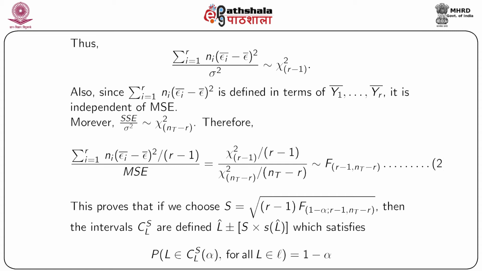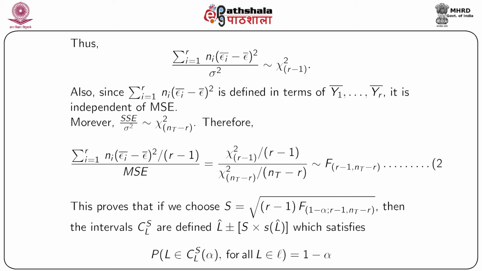Moreover, SSE divided by sigma square is known to follow a chi-square distribution with nt minus r degrees of freedom. Therefore, summation i equals 1 to r ni times (epsilon i bar minus epsilon bar) whole square divided by (r minus 1) over MSE equals the ratio of two chi-squares, as we have shown how they follow chi-square distributions. So this equals chi-square r minus 1 divided by r minus 1, over chi-square nt minus r divided by nt minus r. And by the definition of an F distribution, this follows an F distribution with r minus 1 and nt minus r degrees of freedom.